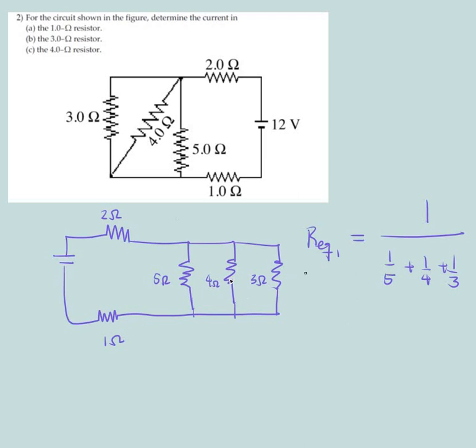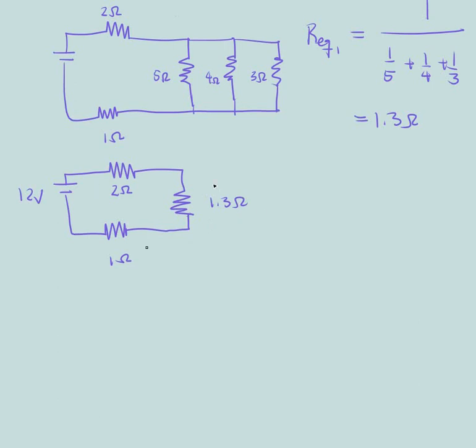Because these 3 are in parallel, the equivalent resistance of these 3 will be 1 over 1 over 5 plus 1 over 4 plus 1 over 3. And the answer is 1.3 ohm is their equivalent resistance. So that means that this circuit is equivalent to this circuit.